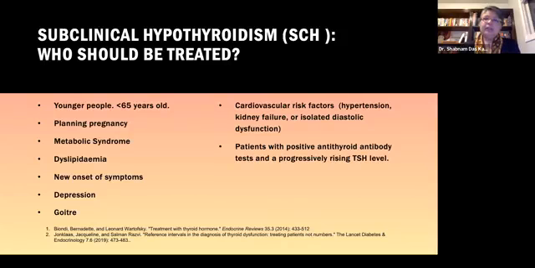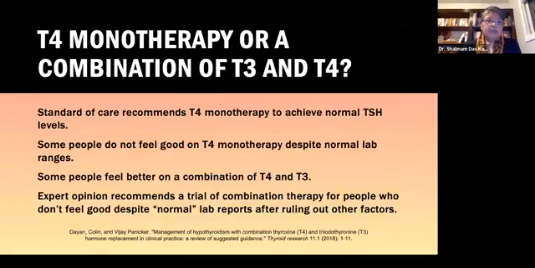So bottom line, yes, subclinical hypothyroidism is not something that we can ignore and tell the patient, oh, just go home and we'll repeat your tests in one year and see what happens. No, they do need intervention. So what is the treatment that is traditionally recommended for hypothyroidism? All over the world, the first line of treatment is T4 monotherapy. This is Synthroid or whatever is available in your country. So standard of care recommends T4 monotherapy to achieve normal TSH levels.